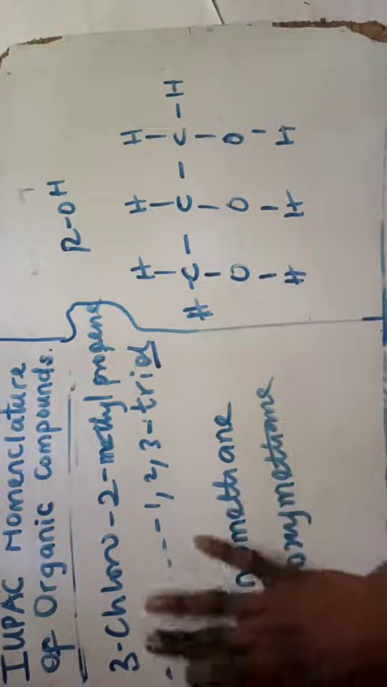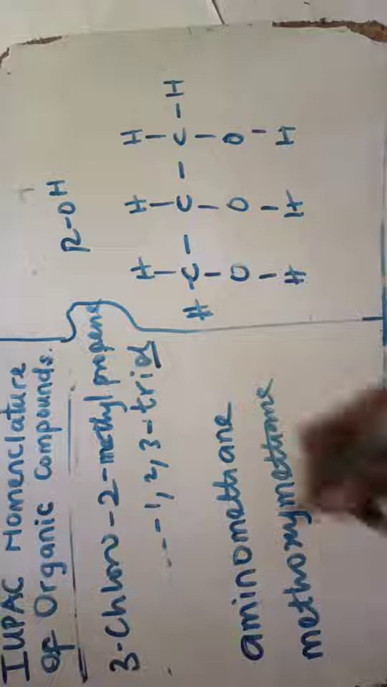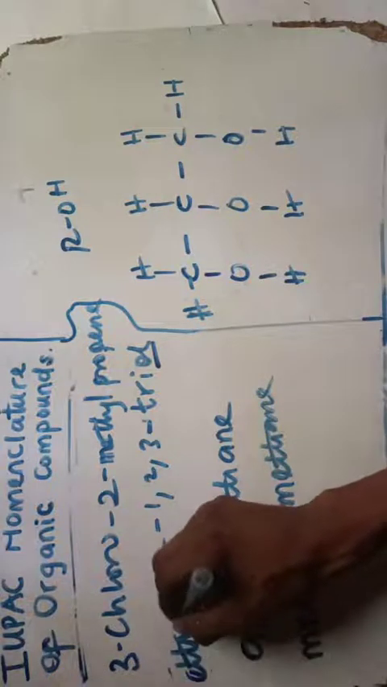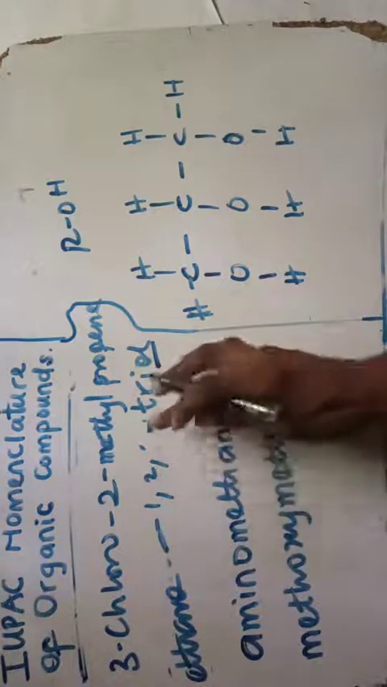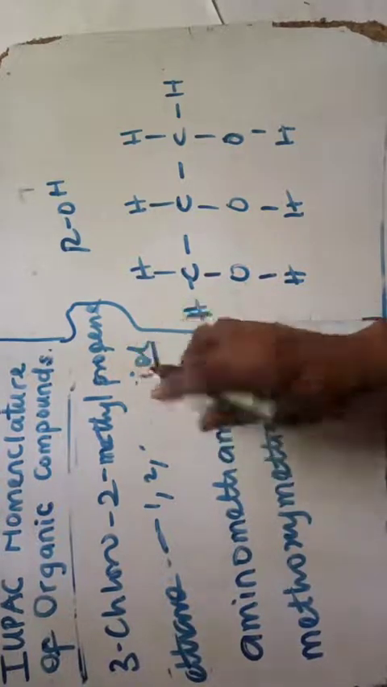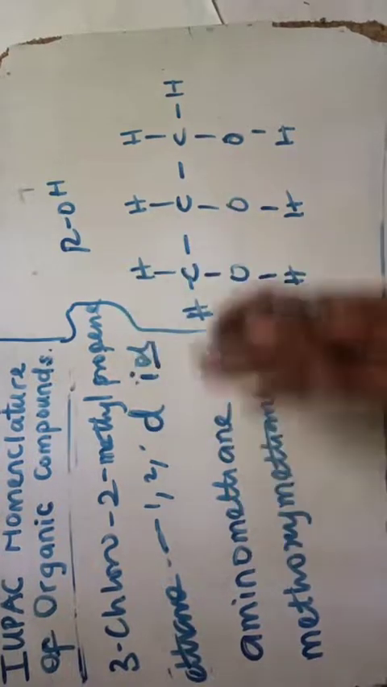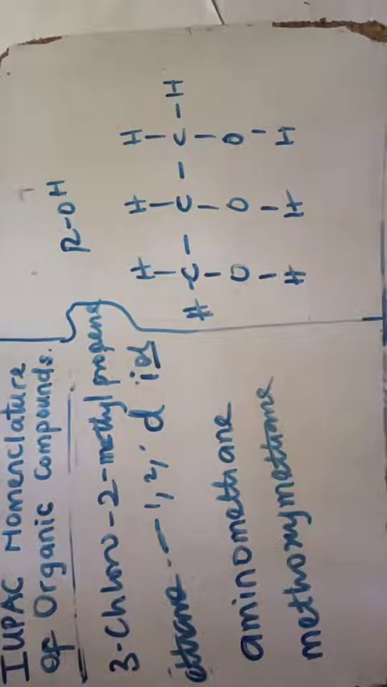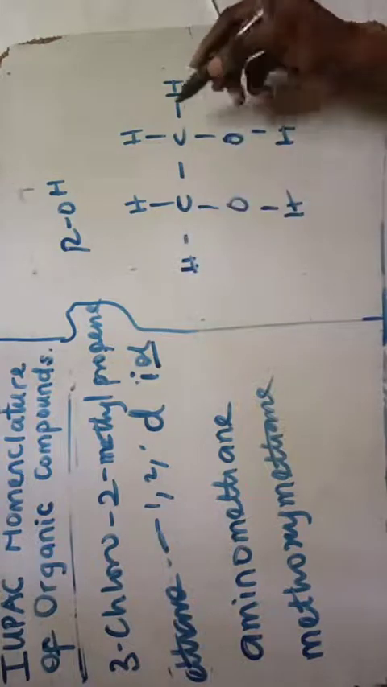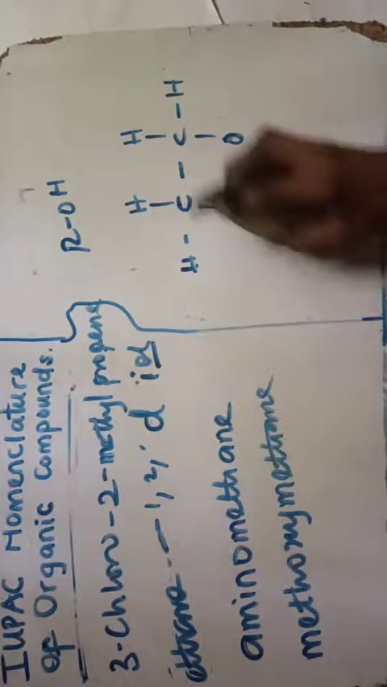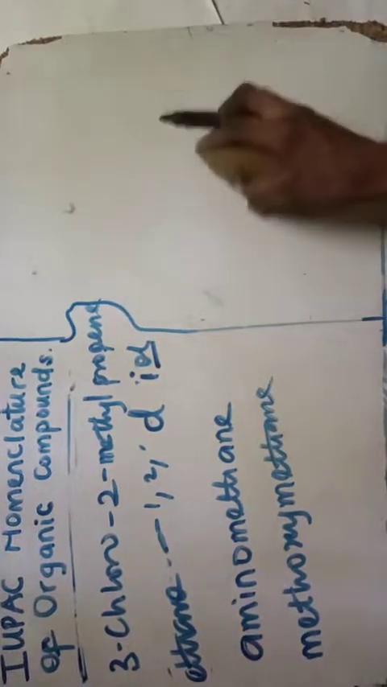Another example is that you can have ethan-1-ol, or ethane-1,2-diol. This is 1, 2, and that is very simple as well. You just need to put OH on each, with an H. That is 1, 2. Something very simple.